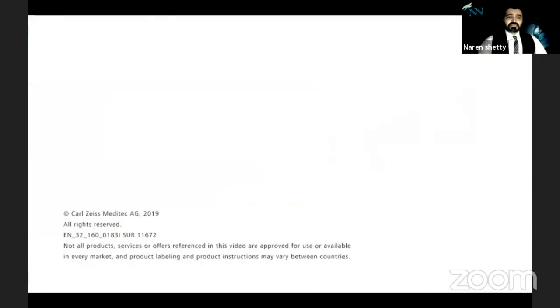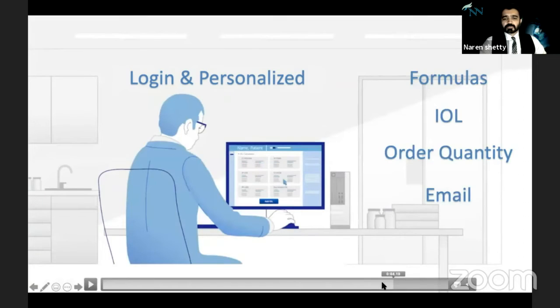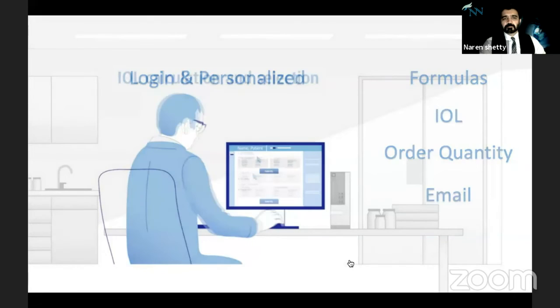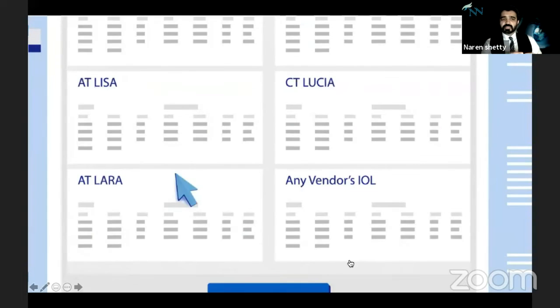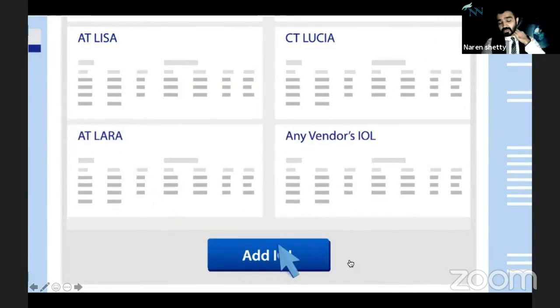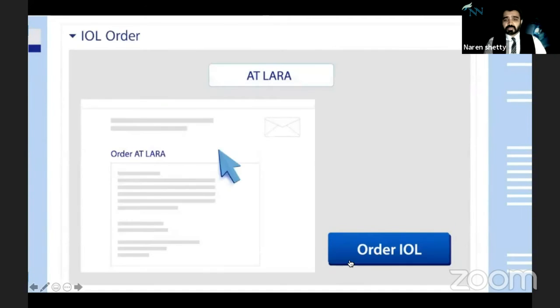Now the next thing is IOL calculation. One of the key features is that everything gets auto-populated, and then you get options of the lens. You can select the lens which is appropriate for you, then just press the order button, and you're good to go.